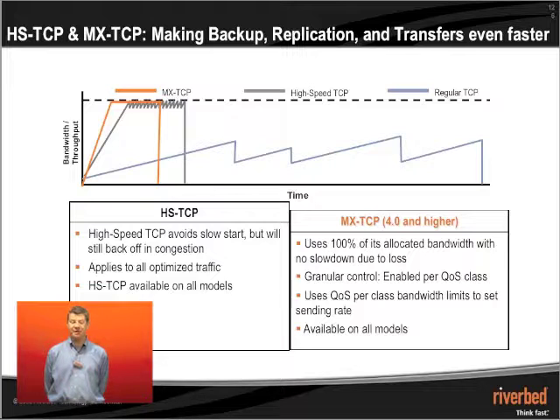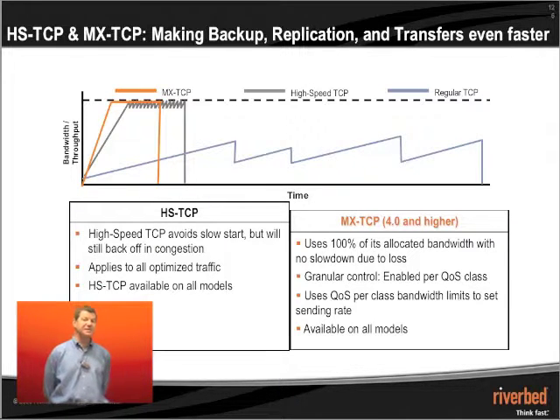If there is other traffic on the network that is not being optimized by the Steelhead, that traffic will get clobbered by the MXTCP traffic. So we want to use MXTCP in an environment where we have a dedicated link or in a lab environment where there is no additional traffic to be concerned about.